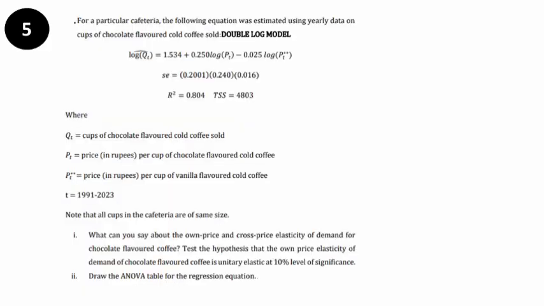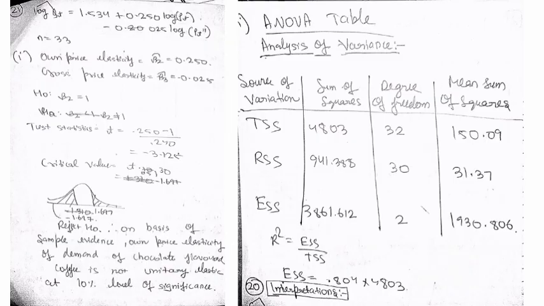So this question is from double log model or log model, which says to interpret the own price elasticity and cross price elasticity, and also to check the hypothesis that own price elasticity is unitary elastic or 1 at 10% alpha. And we have also got to draw the ANOVA table. So here we have done the hypothesis testing and also made the ANOVA table using the formulas.